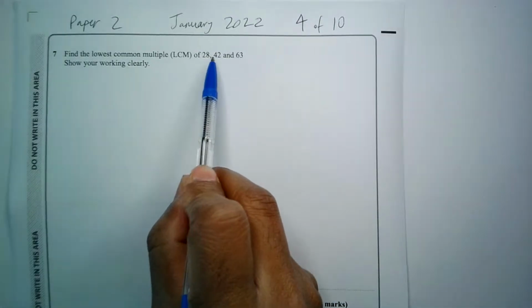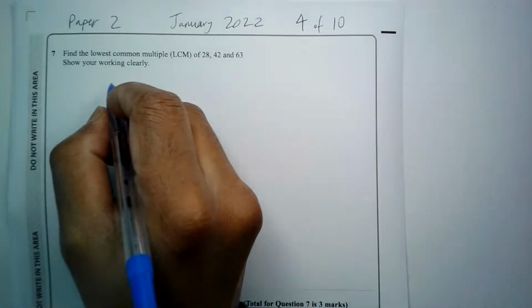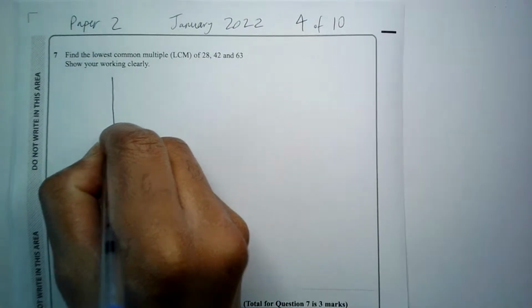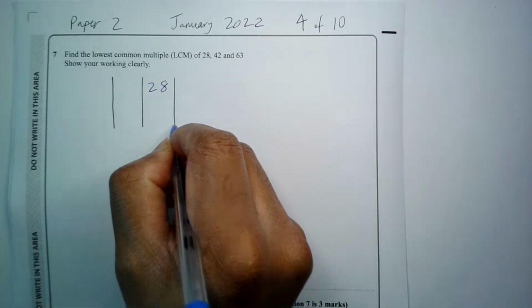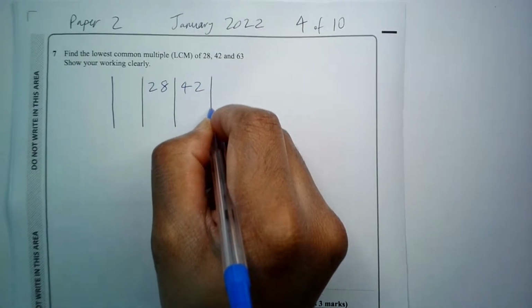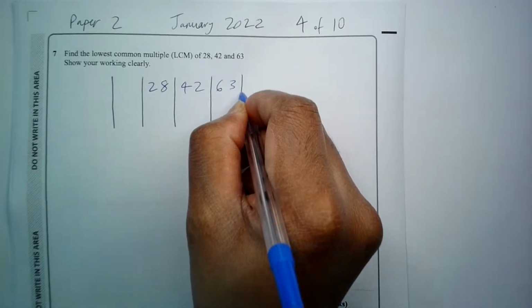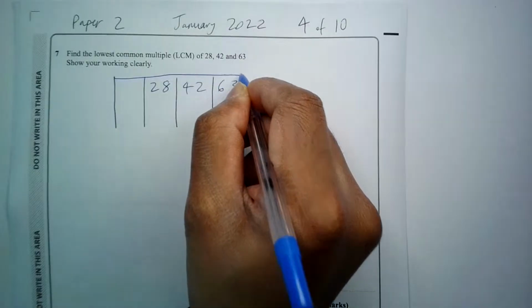We now have 3 numbers. Okay, and so we are going to do a similar thing as before. We're going to have a row here. We're going to have 28. We're going to have 42. And we're going to have 63. So we're going to have 3 numbers this time.